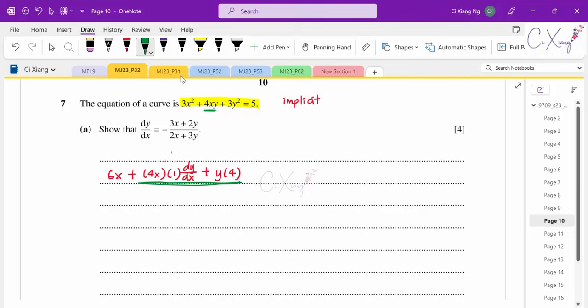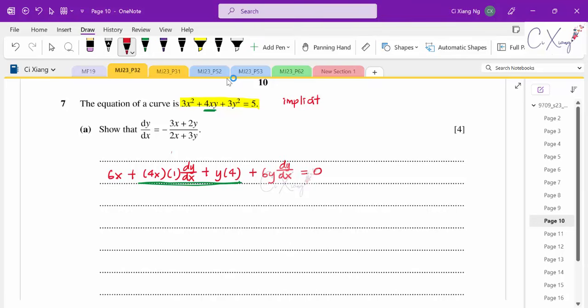Okay, then after that for the third term, I'm having 3y squared. So differentiating 3y squared, I will have 6y. And again, because this is something related to y, I have to put dy/dx after the differentiation. 5 is a constant. After you differentiate 5, you get 0.